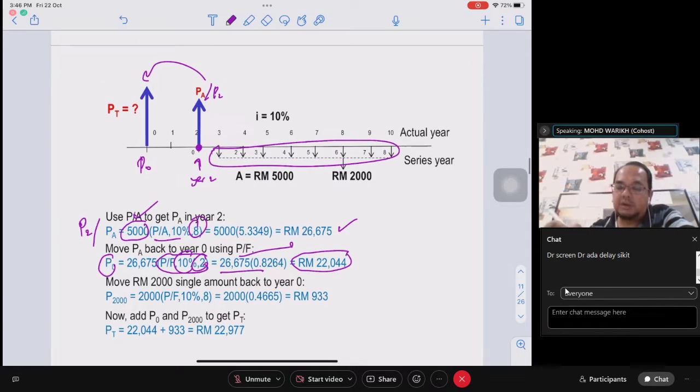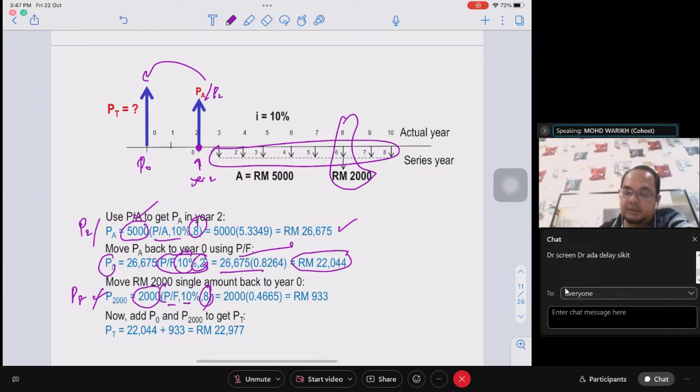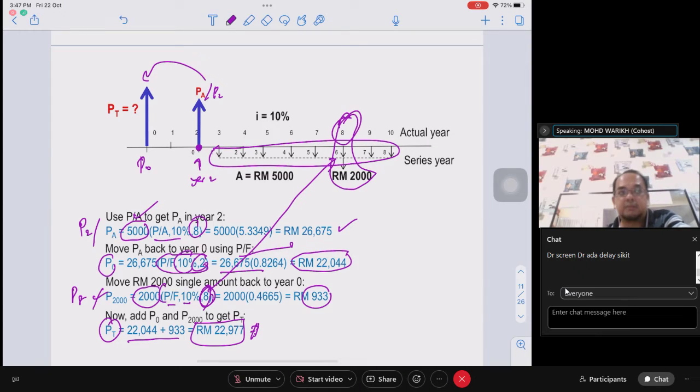Then, because we know that it has one number at year 8, right? Just write P2000 or P8, doesn't matter, it's up to you. It's 2,000 ringgit. Just multiply by PF factors, PF 8, number 8. So you get this. Now, last one, you just add this number, so you will get the final answer. Okay, just tambah saja. Just add that number. Okay, but the step is the same, with the shifted amounts.